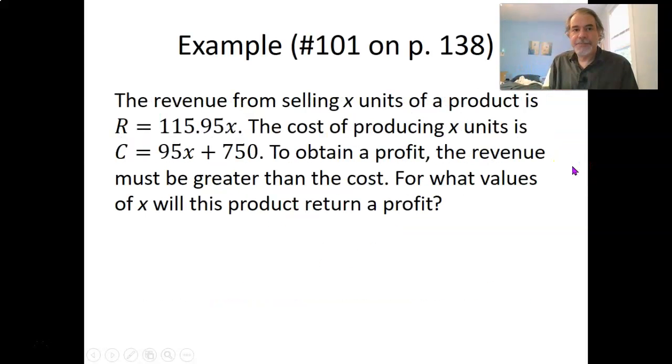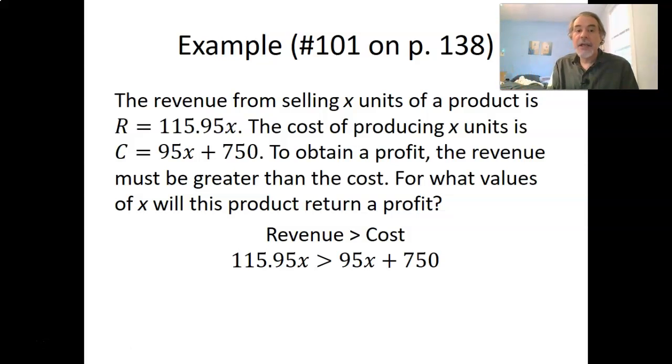And the second example. The revenue from selling x units of a product is 115.95x. The cost of producing x units is C equals 95x plus 750. To obtain a profit, the revenue must be greater than the cost. For what values of x will this product return a profit? So we need the revenue to be greater than the cost. That practically sets itself up, right? We just take the expression for the revenue and set it greater than the expression for the cost.